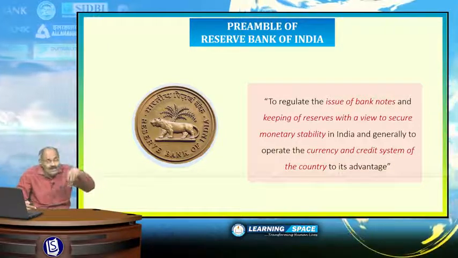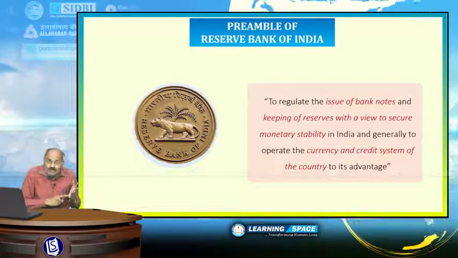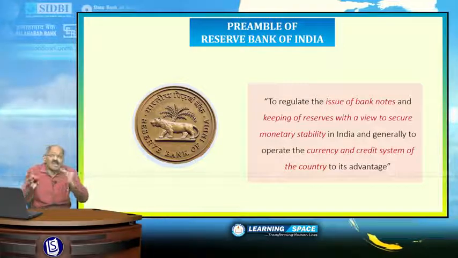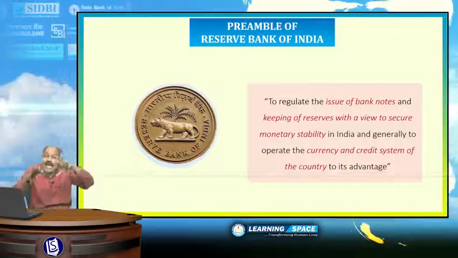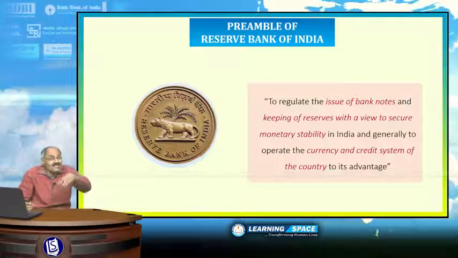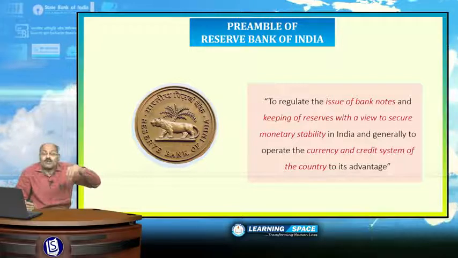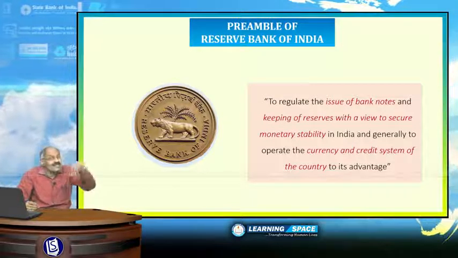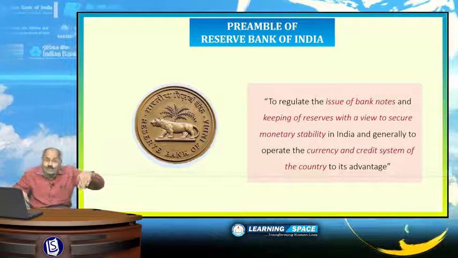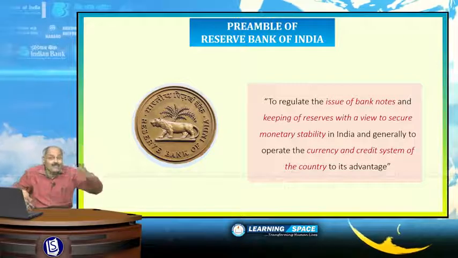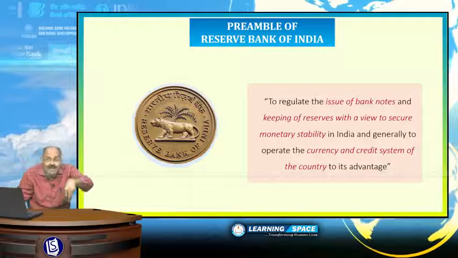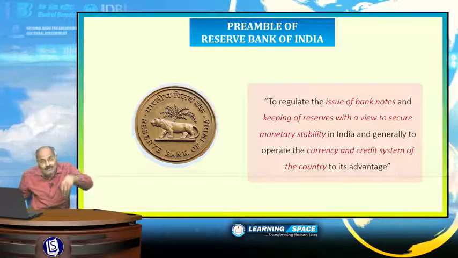So, the preamble basically looks at the issue of banknotes and the keeping of reserves with a view to secure monetary stability. That means the CRR and SLR are made mandatory as per the preamble itself, and generally to operate the currency and credit system of the country to its advantage. The credit system should be to the advantage of the country. If the interest rate is to be reduced or increased, these are all the lookout of the Reserve Bank of India, so that the credit system should work to the advantage of the country.